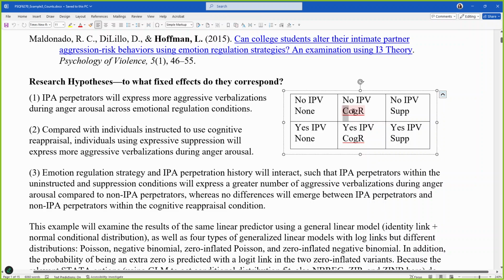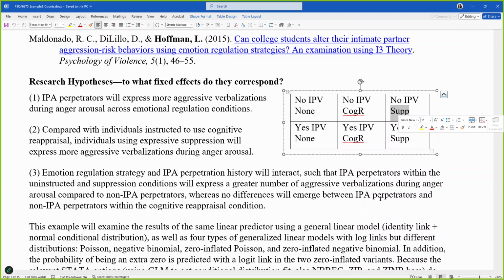One group was given cognitive reappraisal strategies, and you can read about this in the paper if you're curious. And another group was told to just suppress it. Just stuff it all back inside, don't express yourself, it'll be fine. Spoiler alert, suppression is not good.